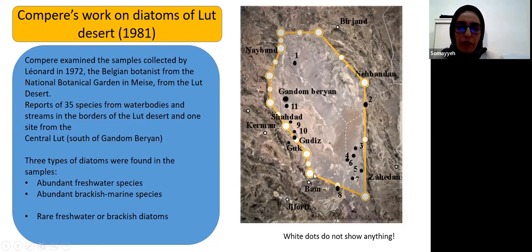But the parts, or let's say some sites that he has collected, are mostly in the borders of the Lut. There is just one sample in the central part of the Lut, in the south of Gandum Bergan. So there are three groups of diatoms that are found in his samples that I'm going to introduce.